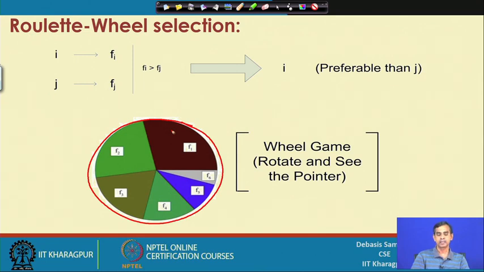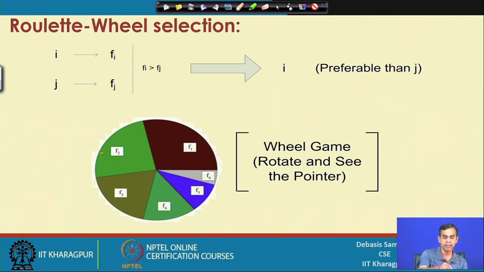For example, suppose one solution has the fitness value f1, and it is an area that can be covered proportionally. Similarly, f2 is this proportion and this one. Here f6 is the lowest fitness value for the solution. So, the wheel can be calibrated based on the different fitness values, and it looks like this.